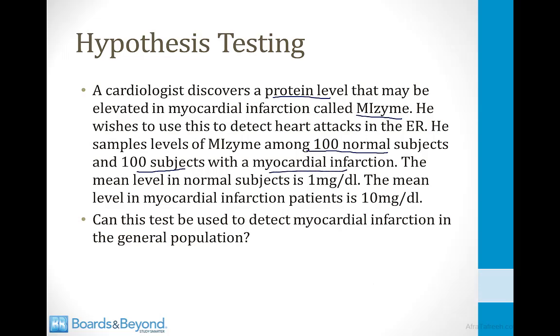The mean level in normal subjects is 1 milligram per deciliter, and the mean level in myocardial infarction patients is 10 milligrams per deciliter. So the question is, can this enzyme level test be used to detect myocardial infarction in the general population based on these two samples he drew up here?